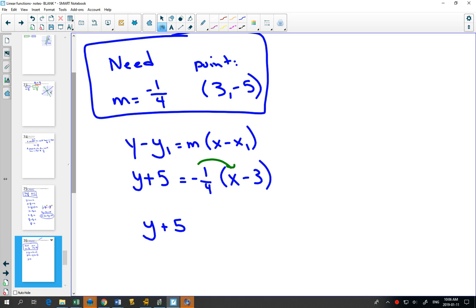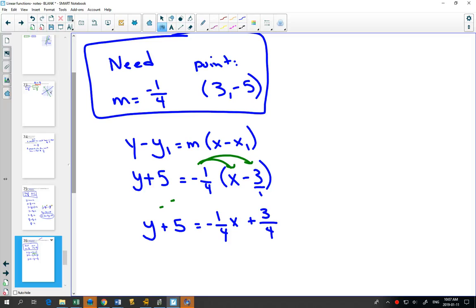distribute the negative 1/4, negative 1/4 x plus 3 over 4. Remember, how do we multiply fractions? We multiply our numerators and we multiply our denominators. So when you're multiplying by -3, you might change it to -3 over 1 as a fraction so you can see your fraction rules better.